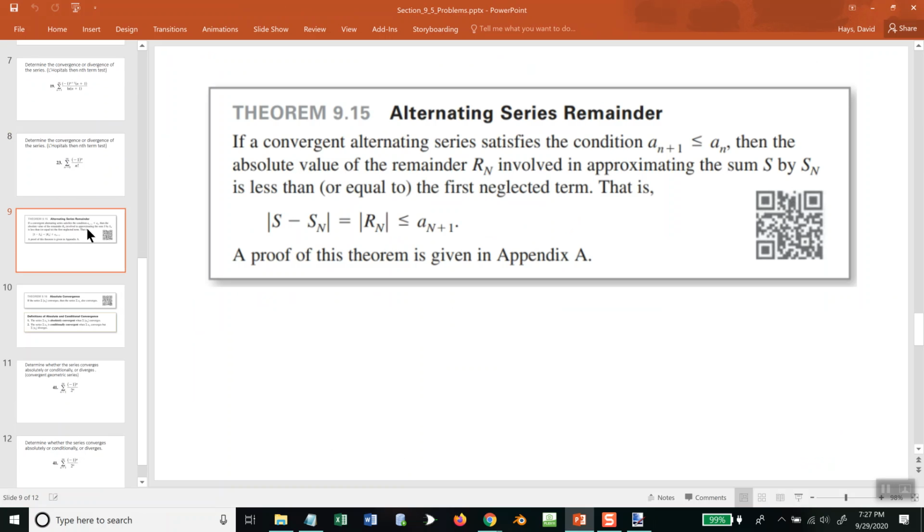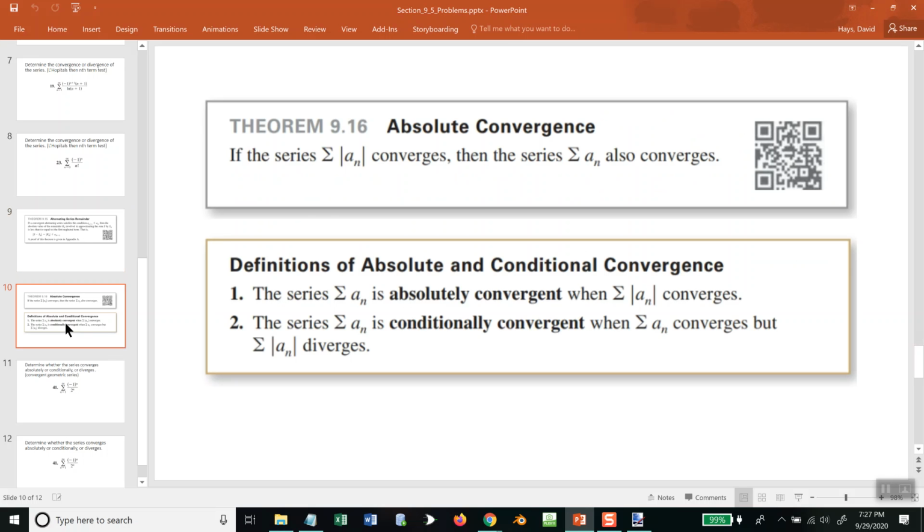This talks about alternating series remainder, and I'm not going to show any problems on this, but it says if a convergent alternating series satisfies the condition a sub n plus 1 is less than or equal to a sub n, then the absolute value of the remainder, r sub n, involved in approximating the sum s by s sub n, is less than or equal to the first neglected term, that is, the absolute value of s minus s sub n is equal to the absolute value of r sub n, which is less than or equal to a sub n plus 1. And I don't think it has a whole lot of purpose, to be honest. But they throw a couple problems in the book involving it. So don't worry about that.